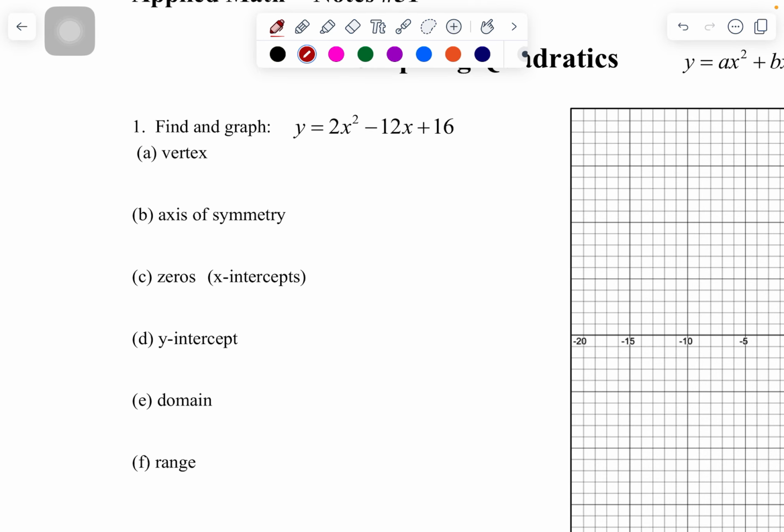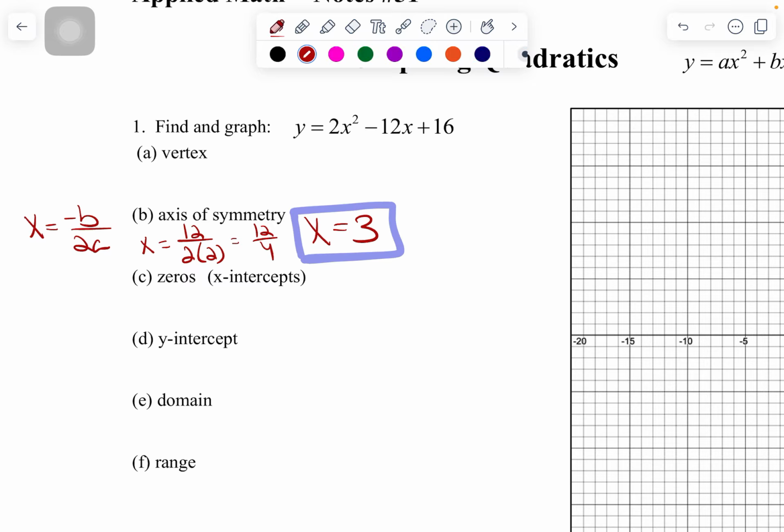So thing number one, I'm going to find the axis of symmetry. X is equal to the opposite of b over 2a. So our b value in this problem is negative 12, so the opposite of that would be positive 12. 2a is 2. So 12 over 4, axis of symmetry is going to be x equals 3. Now, that axis of symmetry, of course, gives us half the vertex value.